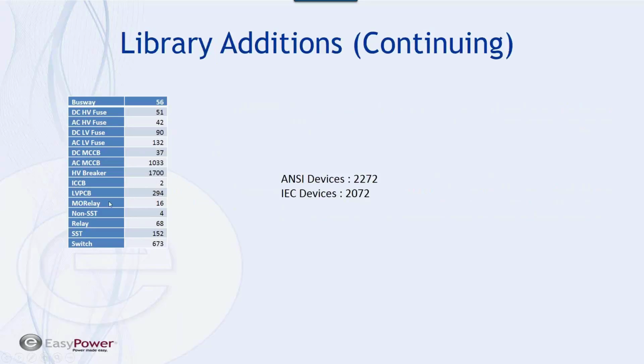For our library, this is not the latest, at least as of today. This information is almost 4 or 5 months old now. ANSI devices 2227 and IEC devices 2072. Just a point of clarification, these are additions, not a final count. This is the addition from the time that we started the effort of adding devices to our library, and it's ongoing. This is not the latest; it has significantly gone up.